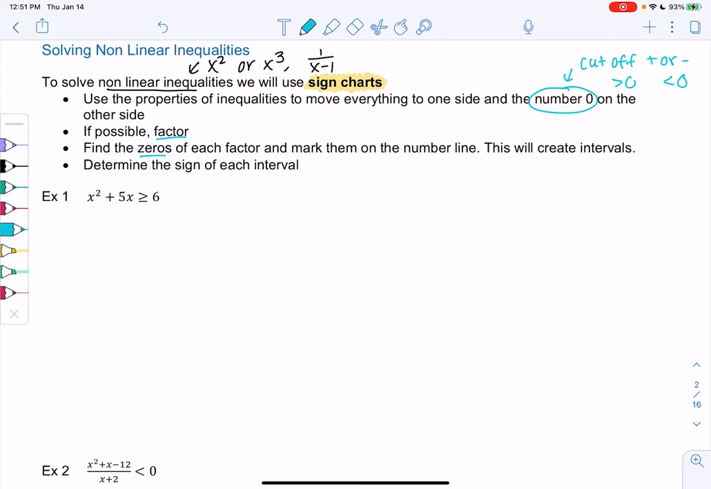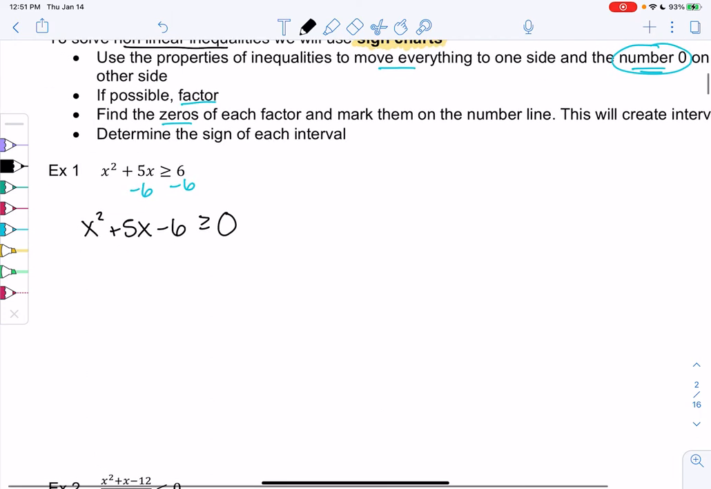So to solve example 1, x squared plus 5x greater than or equal to 6, step 1 is we need to move everything so that we get the number 0. So I'm going to go ahead and subtract 6, and that'll give me a 0 on the right side. So I get x squared plus 5x minus 6 is greater than or equal to 0. So now that we have a 0, we'll keep going. We always want a 0 because that's our cutoff for positive, negative. And when we do the sign charts, we'll see why that's important.